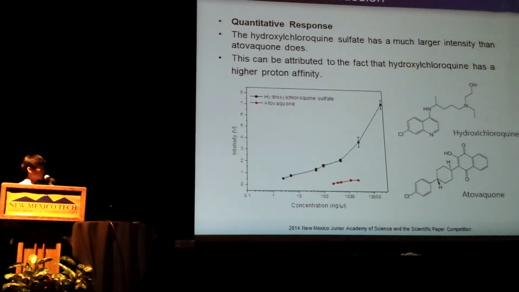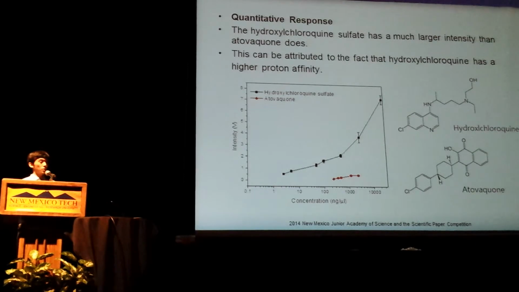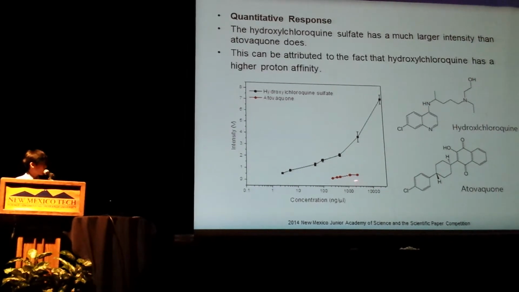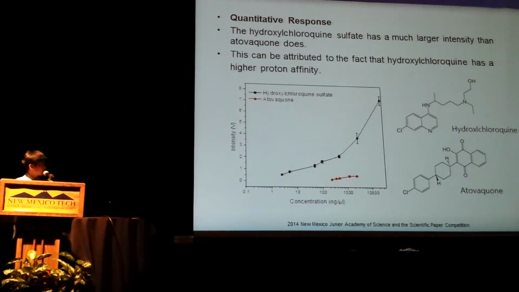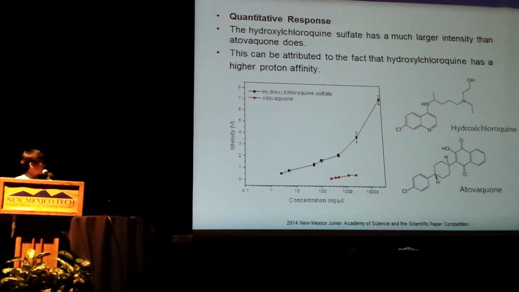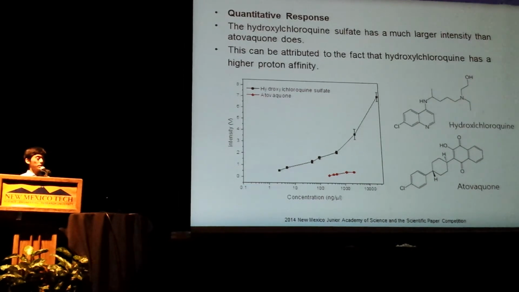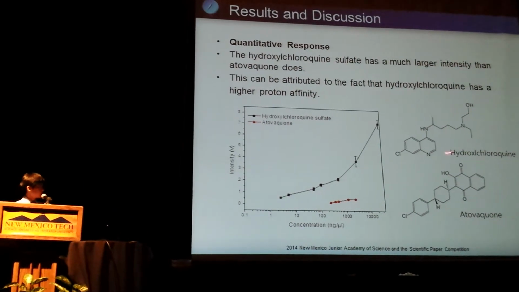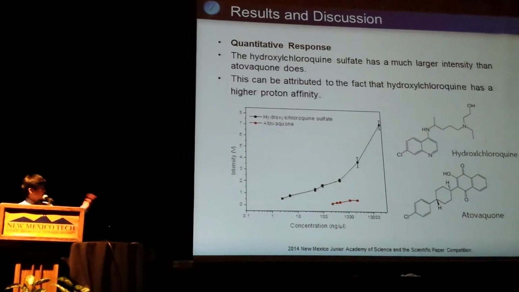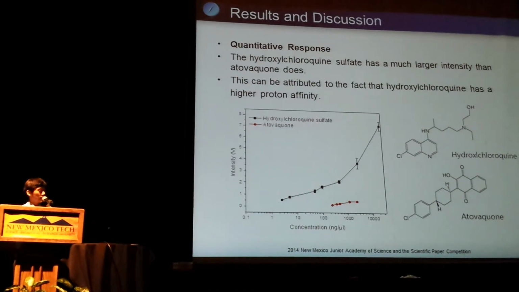For my quantitative response, you can see that both response curves for the hydroxychloroquine and the atovaquone exhibit a positive correlation between the concentration and the intensity. The atovaquone has a smaller response than the hydroxychloroquine, but this could be attributed to the fact that hydroxychloroquine has a higher proton affinity, and is thus more affected by the electric fields in the drift tube. However, both still exhibited that positive correlation, so I was able to conclude that the ESI does work.